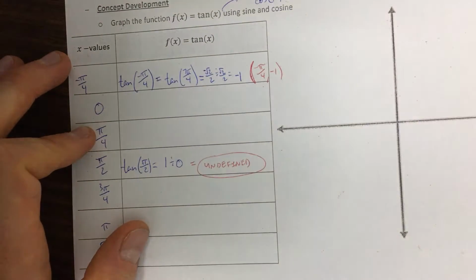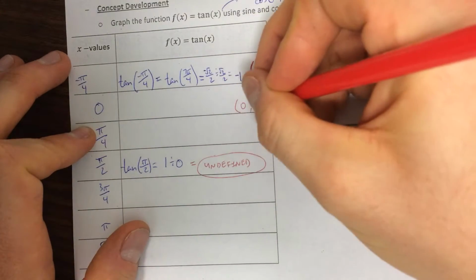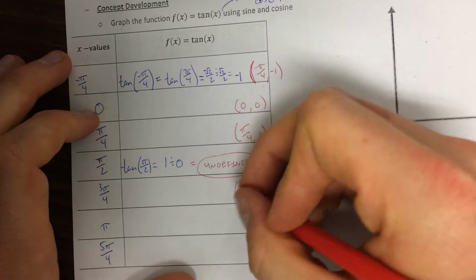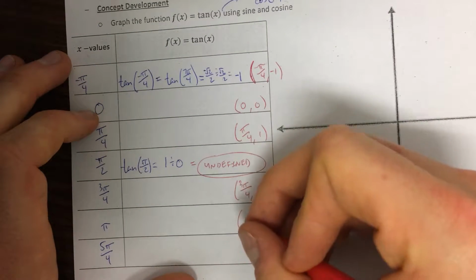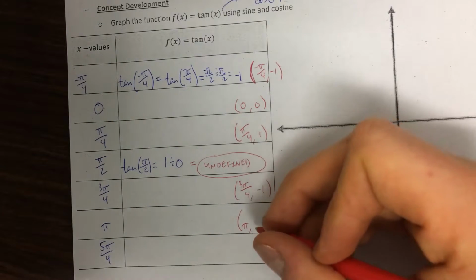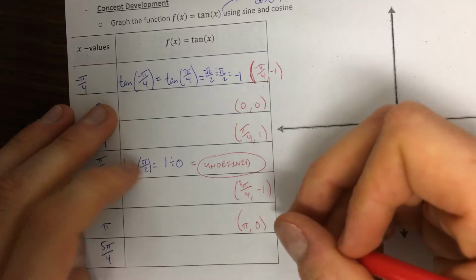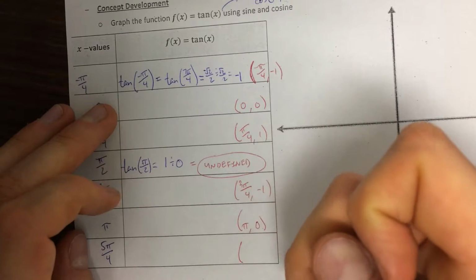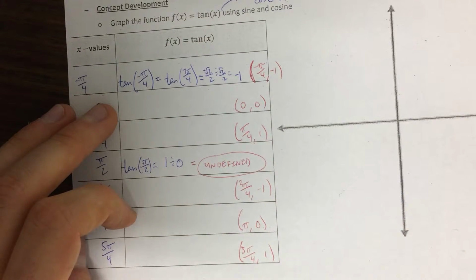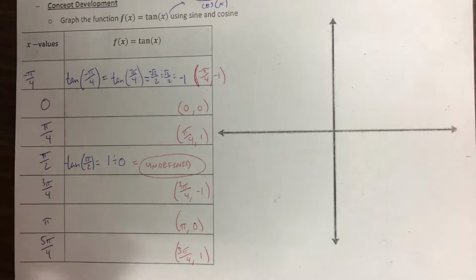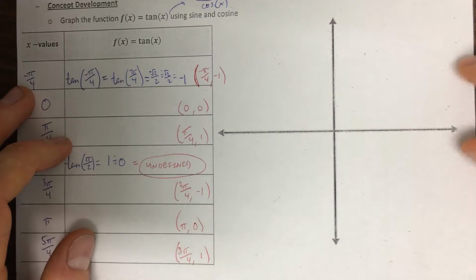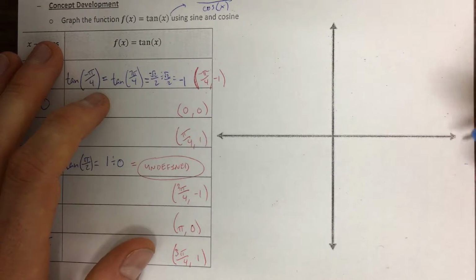And we could keep getting ordered pairs. I'm just going to go ahead and list those. If you have questions about them, please reach out. Pi, 0 and 5 pi over 4, 1. Those are our ordered pairs. Now if you pause it, I would encourage you to work these out. Work those out, make sure you get those, that might be good.